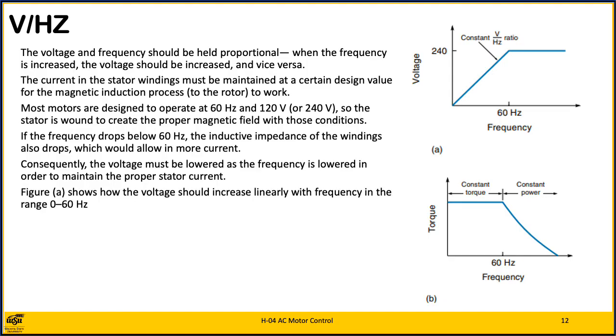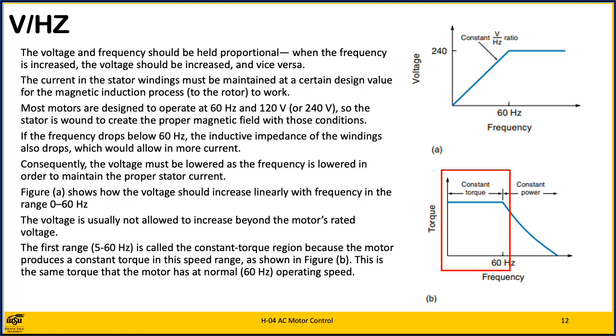Figure A shows how the voltage should increase linearly with frequency in the range of 0 to 60 Hz and explains why the type of drive is called a volts per Hertz, or V/Hz, type. The voltage is usually not allowed to increase beyond the motor's rated voltage for its own health. So in practice, there are really two distinct operating ranges.